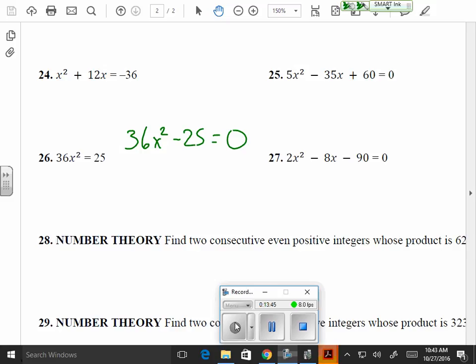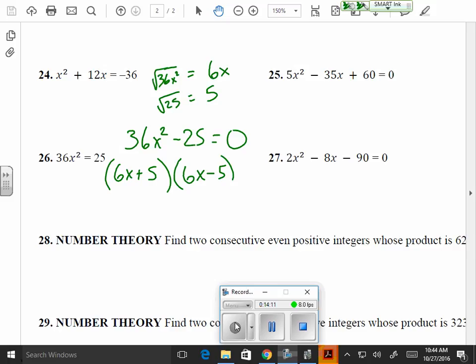So then I look and see, is there a difference? Are both of these perfect squares? Is 36x squared a perfect square? Well, yes, that comes out to 6x. Is 25 a perfect square? Yes, the square root of that is 5. So that means I can break this up into 6x plus 5 times 6x minus 5.